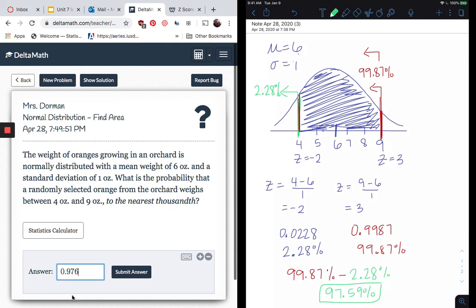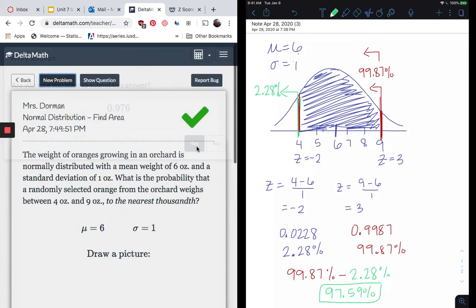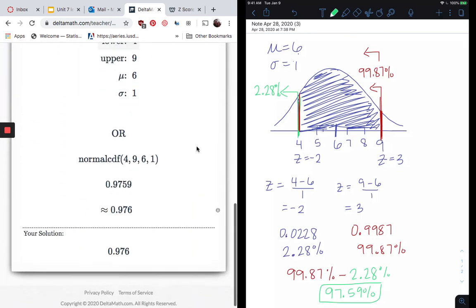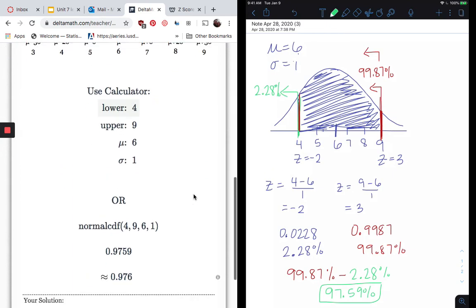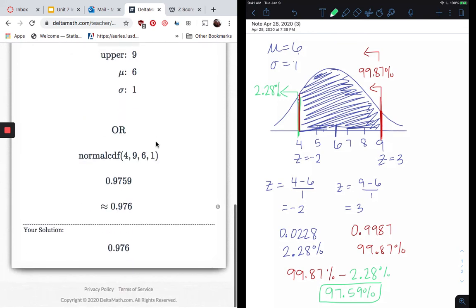Again, it might be a little bit off because they're using a calculator instead of the z-score table. It's okay if you're a little bit off. Let's just see if we get it wrong. That's okay. I can go back and look at your answers and see what you put and why you're getting it wrong. So let me double check. 0.976, yes. Ooh, it says it's correct. So when it says probability, let's go back to the problem. It said probability, we need to put it as a decimal. Okay, so they just drew the picture, kind of like what I just did. And again, we're not using the calculator. We're using the z-score table.